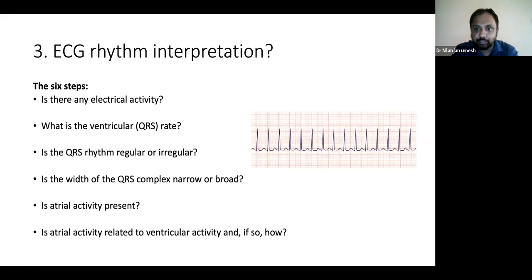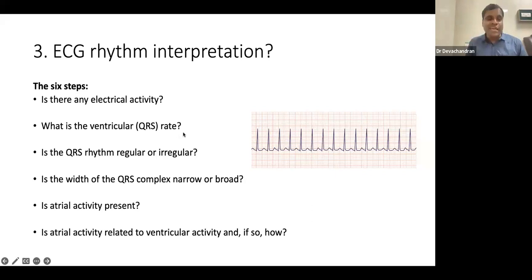Somebody has put SVT, 2, 3. Most of them have put SVT. Very good. Super. So there is electrical activity. The ventricular rate, 2 boxes between 2 R waves, so it's 150. So it is tachycardia for a start. And it is regular because there are only 2 boxes between 2 R waves.